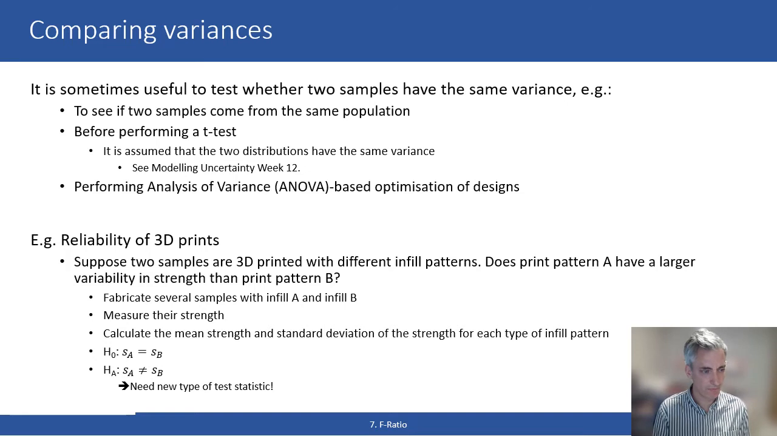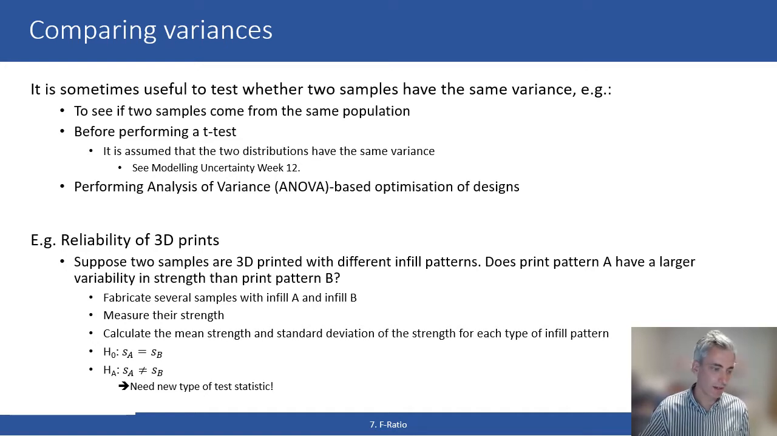There's another example which I've written down here, a similar kind of argument. Suppose that you have two samples that are 3D printed with different infill patterns, and you want to answer the question: does print pattern A have a larger variability in strength than print pattern B? The way you would do this is fabricate a number of samples with different infill patterns, measure their strengths, and then calculate the mean strength and standard deviation for the two infill patterns.